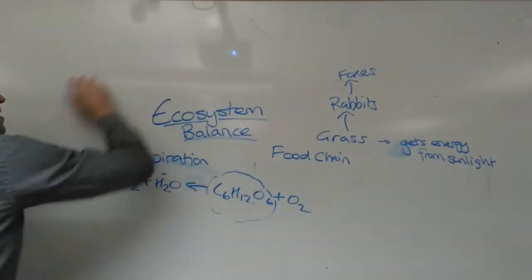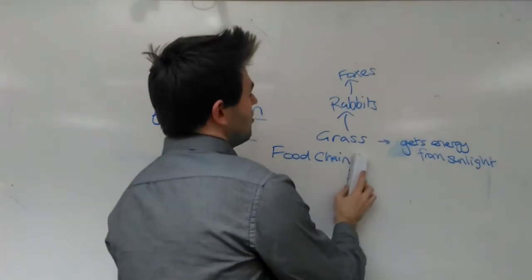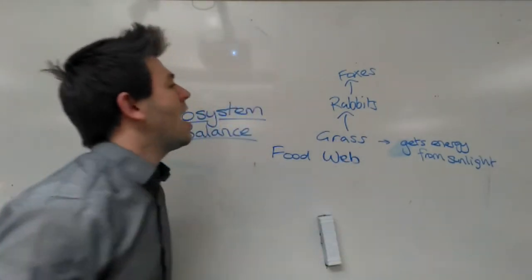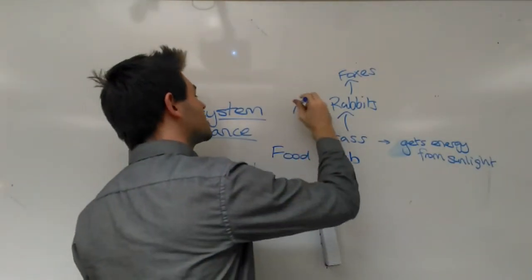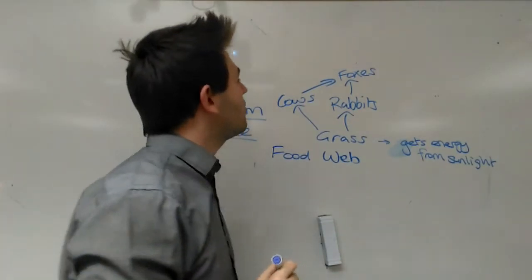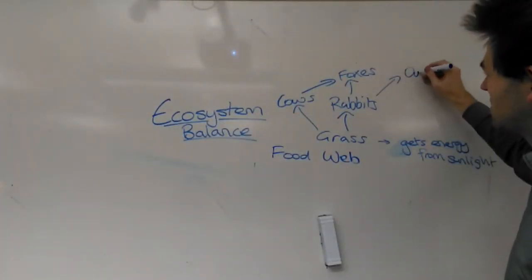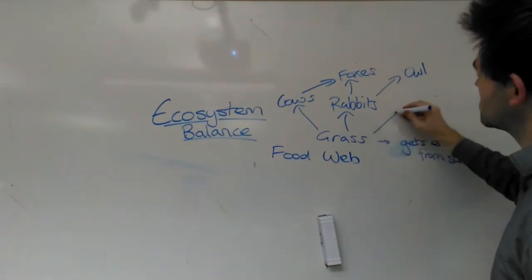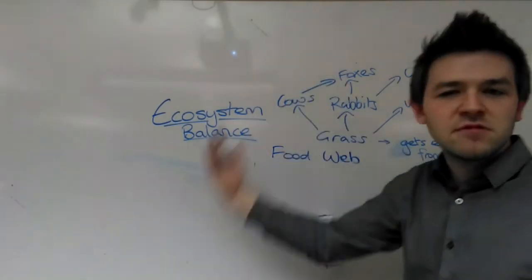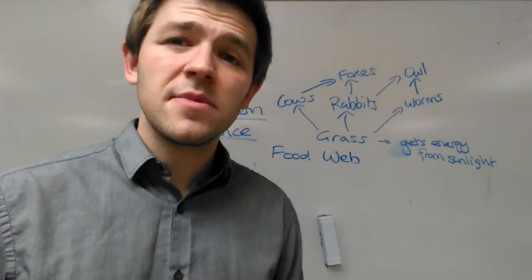Ecosystem balance. I could add even more things to this food chain. Rather than a food chain, make it a food web. I can have the grass also eaten by the cows. Maybe the foxes also eat the cows. Maybe I have an owl that also eats the rabbit, and also eats worms that eat the grass. I can make it very, very complicated now.